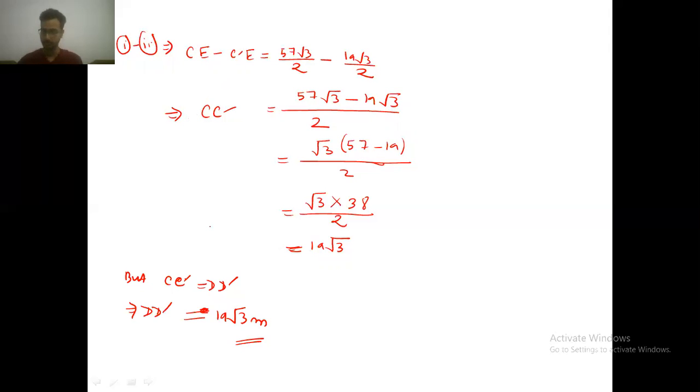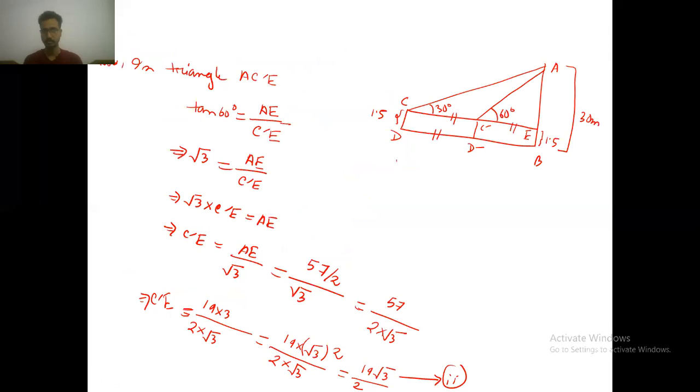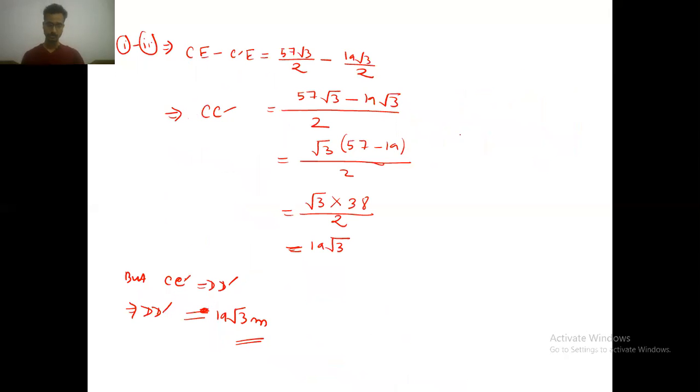That means in the question you are asked by how much distance the boy is walking towards the building. See, first the boy is standing at the position D, then he is walking towards the building to position D dash. So we have to find the value of D dash. Just now we have found the value of C dash, and C dash is equal to D dash, because C dash D dash D is a rectangle, and in a rectangle the opposite sides are equal. That's why D dash will be equal to 19 root 3.